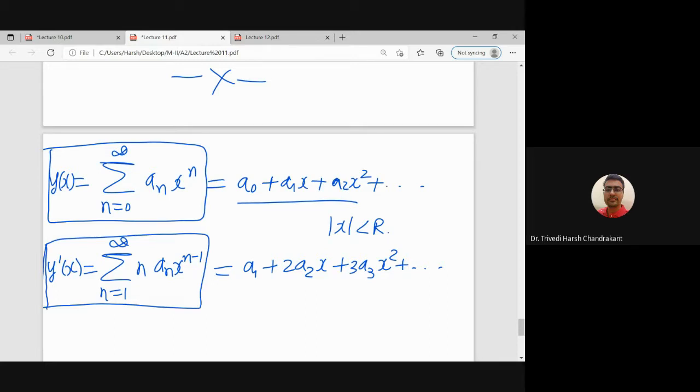The derivative will be, instead of starting from 0, the first term has been cancelled here. Right. There is no a0 term. So therefore the summation will start from 1, right? And this power will decrease by 1, right? So a1x has become a1.